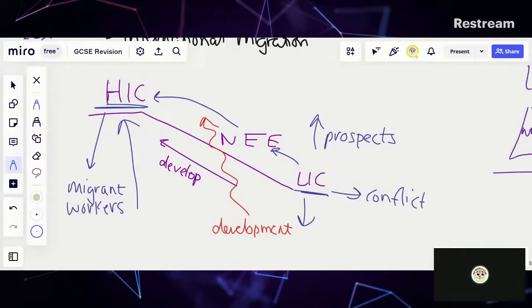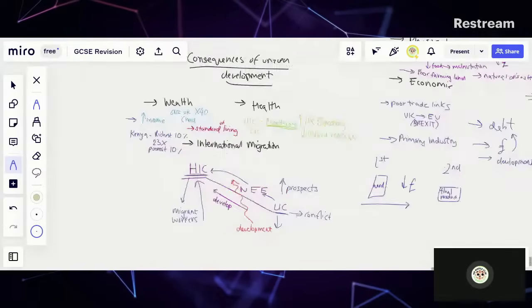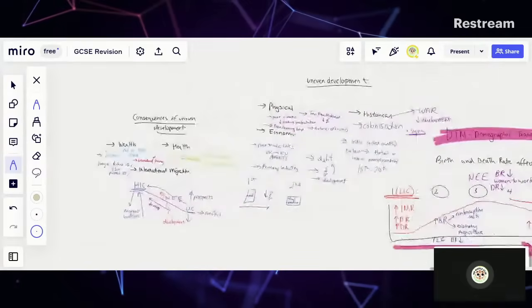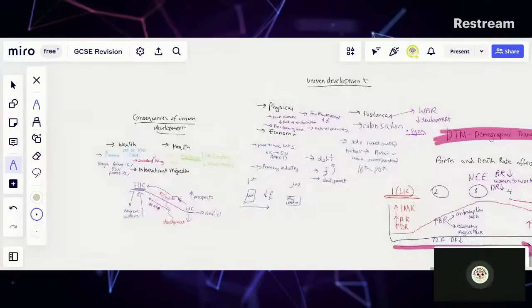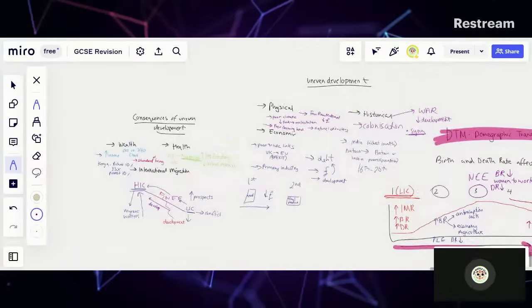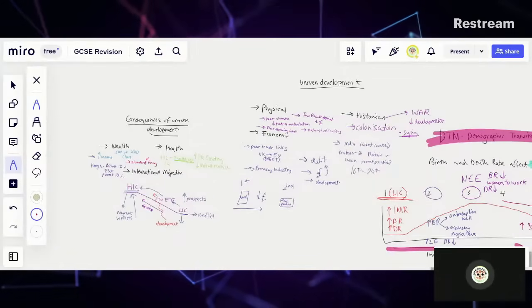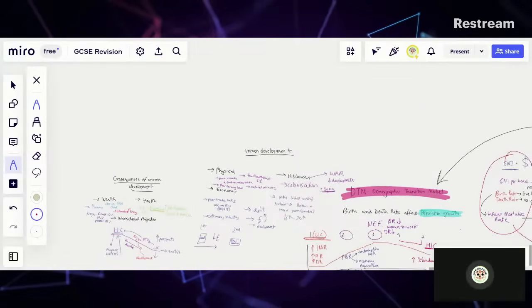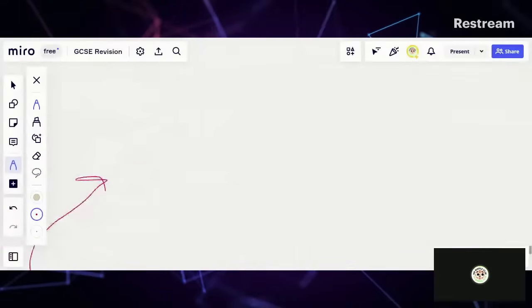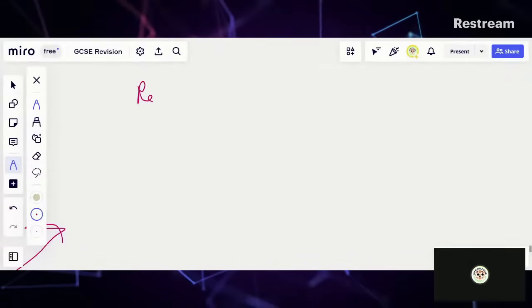Now, we've looked at unequal development and uneven development. So, how do we solve these? There's a couple of methods in which they aim to reduce the global development gap. So, let's look at them now.